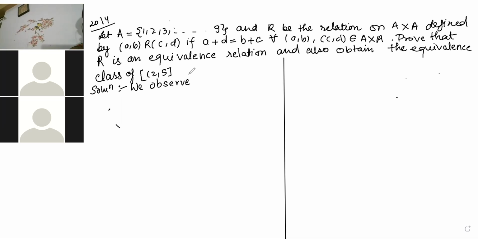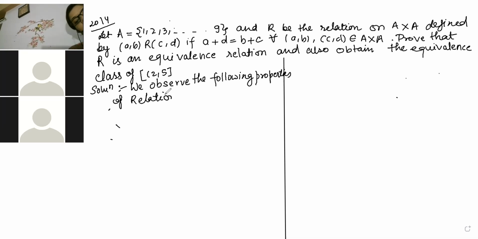We observe the following properties of relation R. That is what I also wrote yesterday. Make a trend of writing, and don't change the content again and again. Now you have to check for reflexivity, you have to check for transitivity, and you have to check for symmetry. So one by one, you are going to check everything.